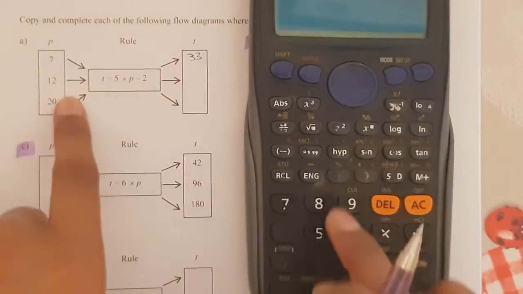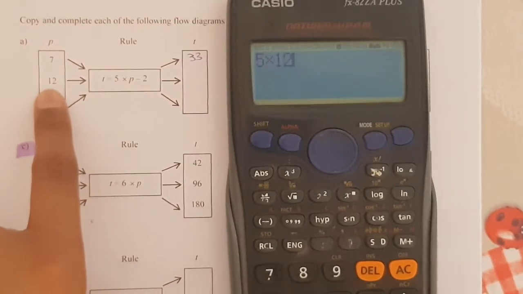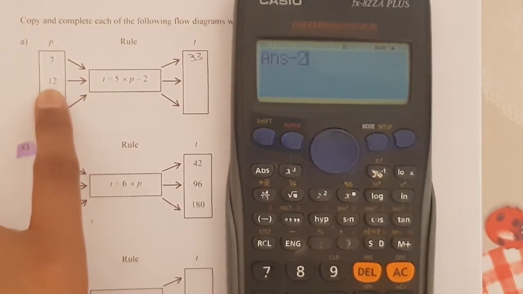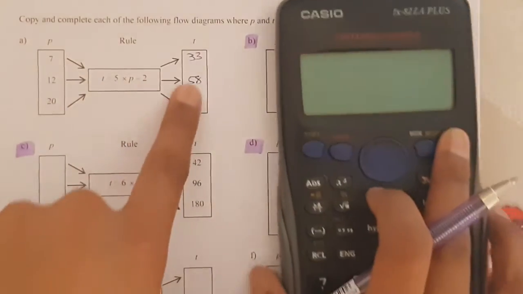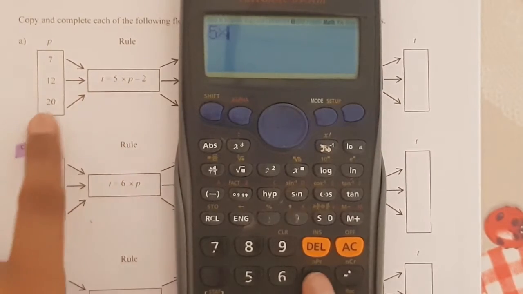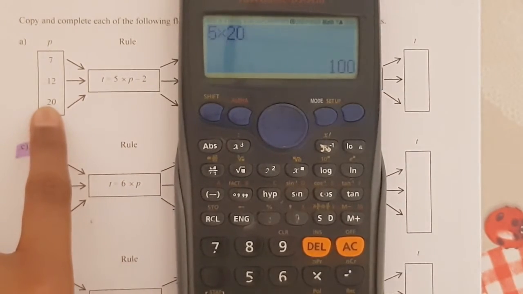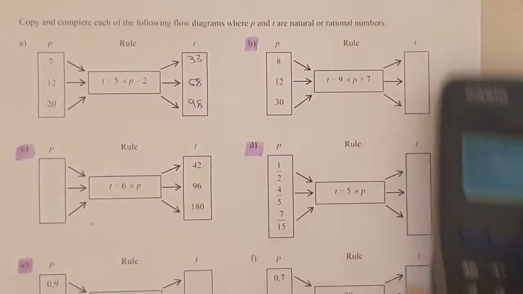The middle one now. Take 5, times it with P, which is 12. And then you must minus 2, which is 58. Showing you one more time. We're going to find T by taking 5, multiply it with a value of P, which is 20, and then minus 2, which is 98. Okay, follow BODMAS. That's all I'm going to advise you.